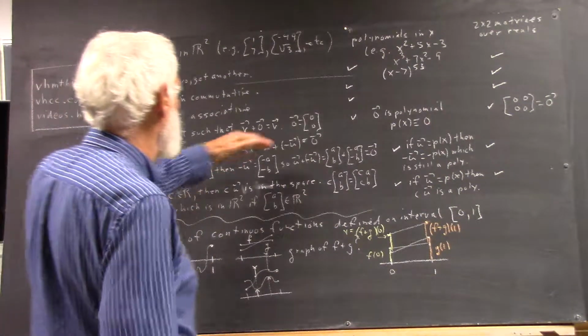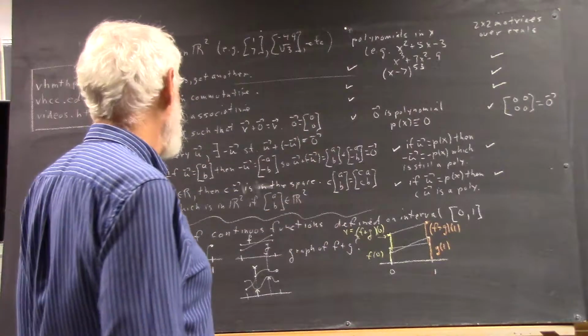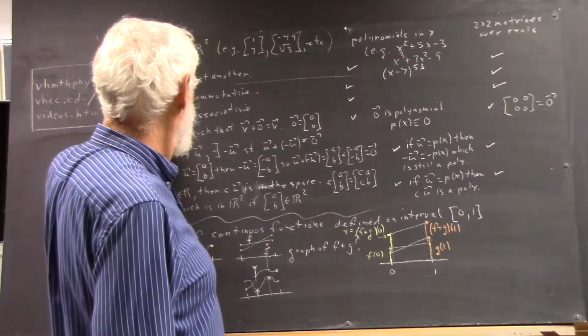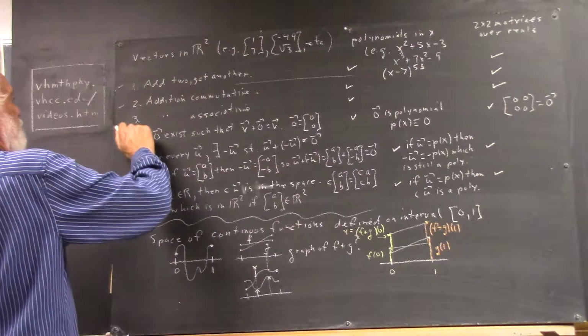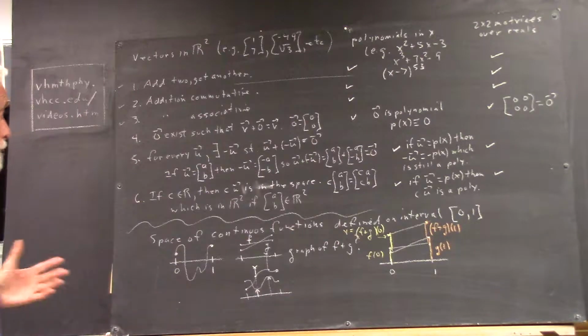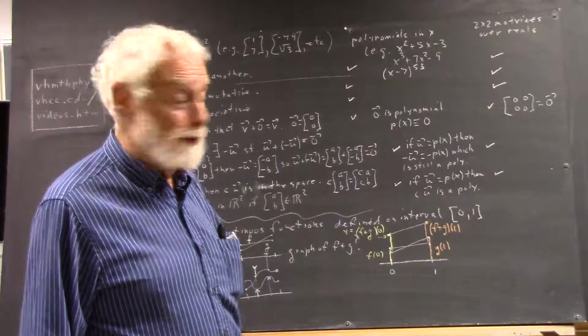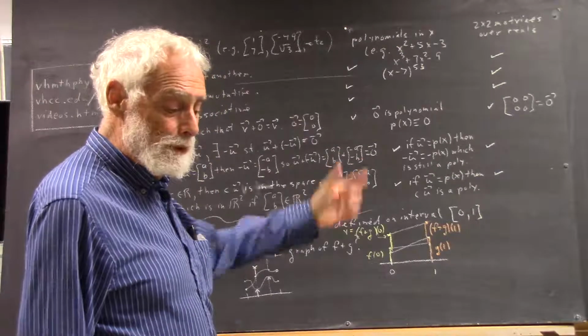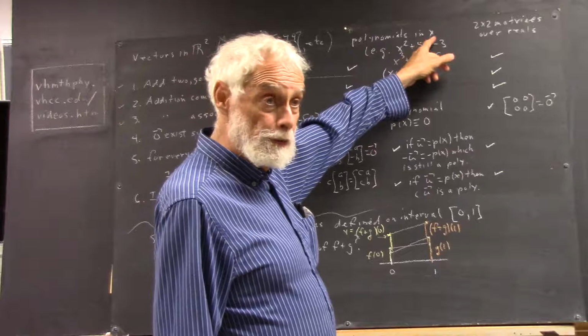Okay, before we go on to some slightly more subtle properties, I want to say, these three properties represent things that we know are going to happen if we're adding vectors in R2. I'm going to tell you the same thing happens if you add polynomials in X.